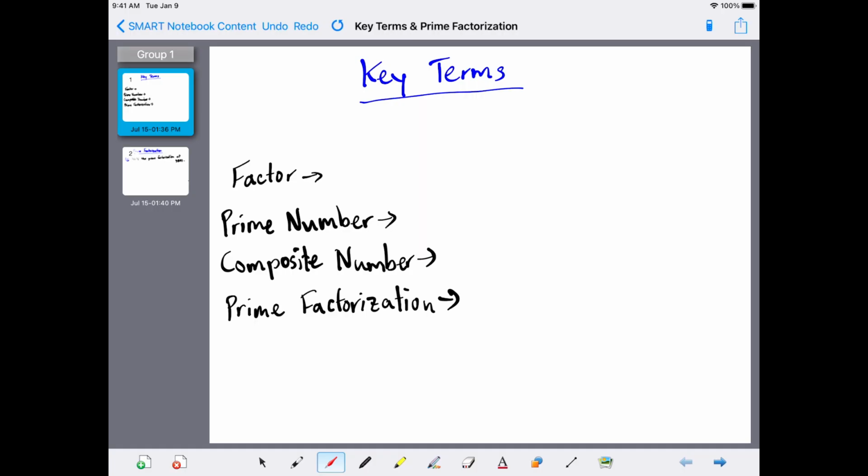Welcome to the first video on factors and products. To begin, we're just going to go over a few of the key terms that you're going to need to know. So what are factors? Factors are just numbers that we can multiply together to get another number.